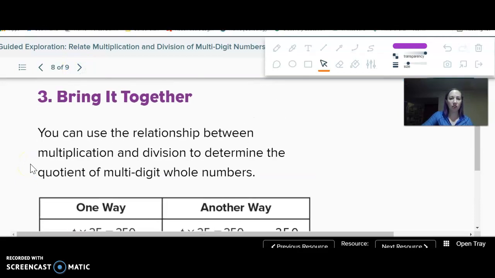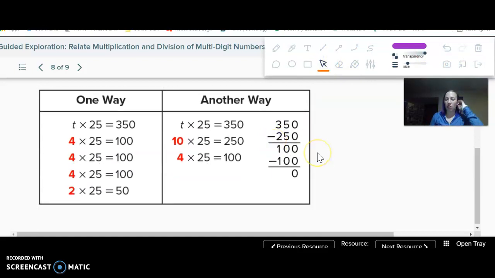So go ahead on your notes: you can use the relationship between multiplication and division to determine the quotient of multi-digit whole numbers. It's just a fancy way of saying the connection, seeing how many times I have to multiply to get to my answer. I would go ahead and write this down so you can see a representation of how we did it. 4 groups, 4 groups, 4 groups, 2 groups. We got 14 groups, 10 and 4. I like to do groups of 10 or 100 whenever possible, because it's easy math that I can do in my head when I'm trying to see how many groups I can get. Pause it, finish writing, and then we'll do some practice.